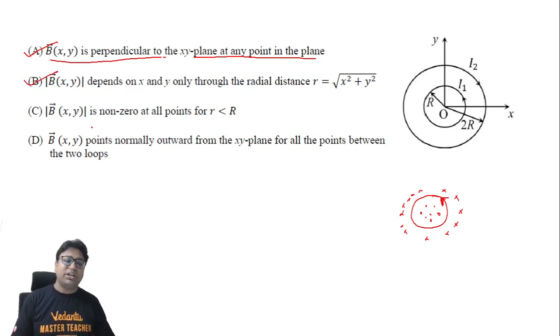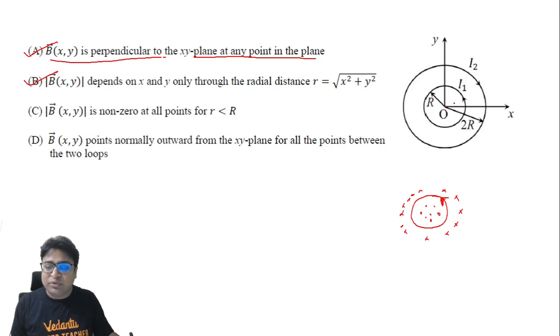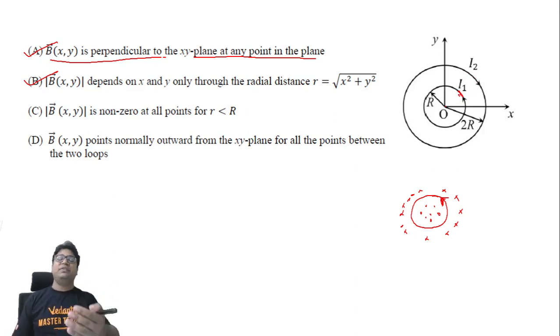Now option C says that B is non-zero at all points for r less than R. That means we are talking about the interior region of the smaller loop. Now my argument is this: at the center we know that the field is inwards. But if I move to a point which is very close to this loop, and the loop is carrying anti-clockwise current, the element situated nearest to this point will create a very large value of magnetic field here. The magnetic field due to I2 may not be able to balance it. So at this point I'm expecting the field to be outward.